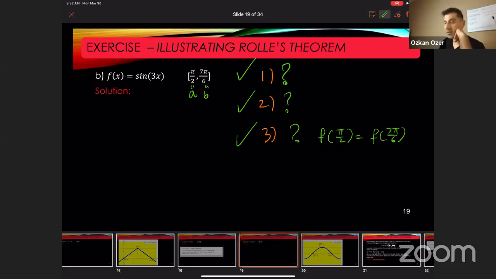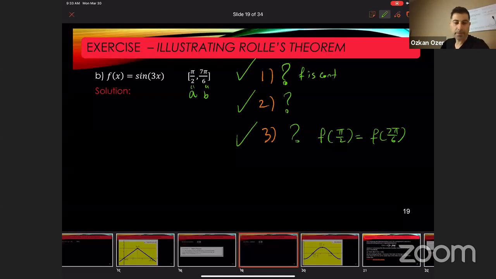All right, here we go. You tell me if f is continuous. All right, what do you think? F is continuous. And how do you say it, or how do you write it? Just say like f is continuous. Is that all?